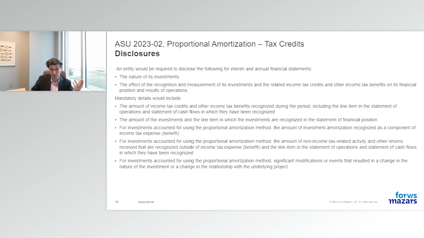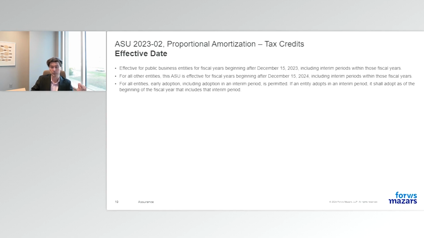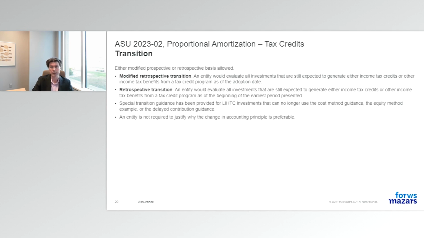From an effective date perspective, this one is effective for public business entities for fiscal years beginning after 12/15/23, and then for all other entities 1 year later, years beginning after 12/15/24. On a transition comment, this one can be applied either modified prospectively or retrospectively. For the modified prospective transition, you would evaluate all investments that are still expected to generate some sort of benefit as of the adoption date. Then obviously for retrospective transition, you would go back and look at anything that existed going back to the beginning of the earliest accounting period being presented.